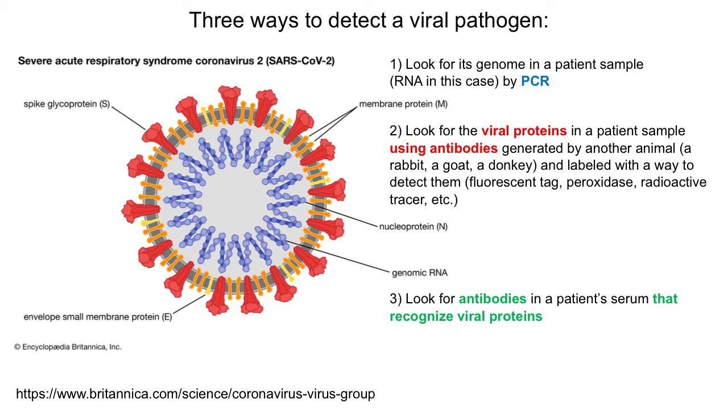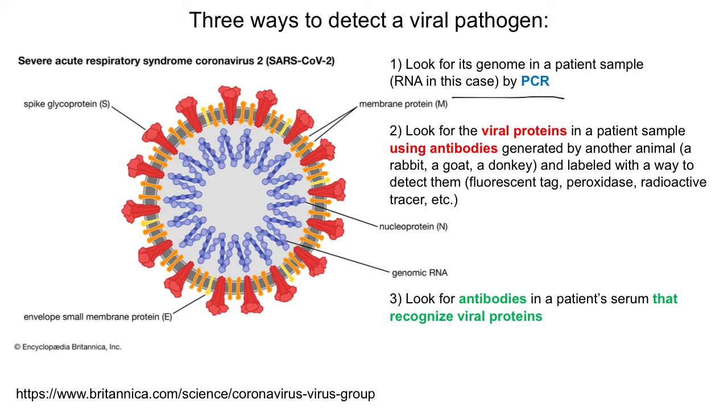So the 3 ways are going to be, we can look for the genome of this virus by using PCR. SARS-CoV-2 has an RNA genome, so we're going to have to use reverse transcriptase to use PCR, to turn the viral genome into DNA. And we've talked about PCR in other videos for this class, so we'll go through that one pretty quickly. This is going to be the gold standard for detecting a virus because it's so sensitive.